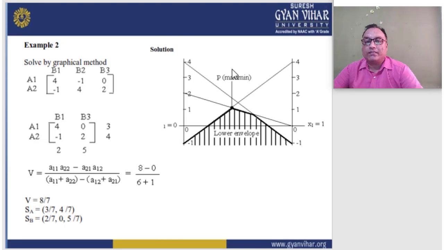So these are the different kinds of questions. The strategies are SA equal to 3 by 7 and 4 by 7, and SB equal to 2 by 7, 0, 5 by 7, and the value of the game is 8 by 7. So we move to the next portion of this lecture, the MCQ problems related to the graphical method of linear programming.